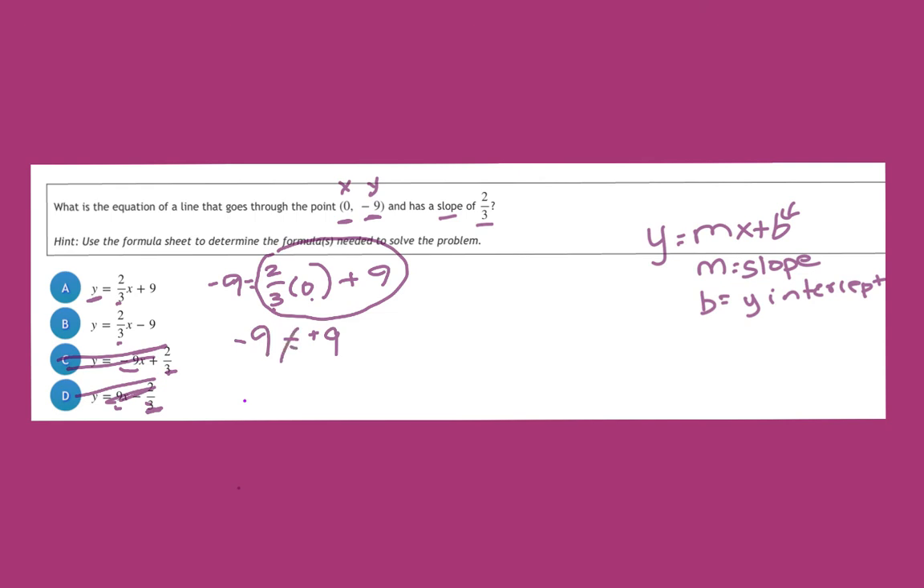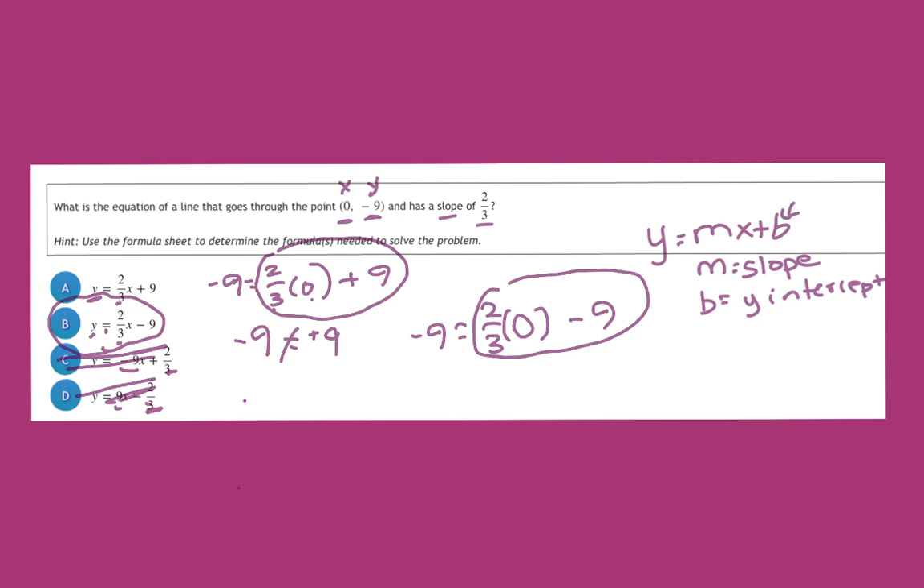Well, we've already crossed out two answers, and we determined that A isn't the answer, so B would be the answer. But I also want to prove that to you. So we're going to take these values from the top, and instead of y, we're going to write -9, then the equal sign, then 2/3 times 0, minus 9. And then the question is, is 2/3 times 0 minus 9 equal to -9?